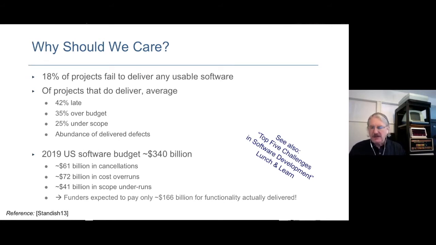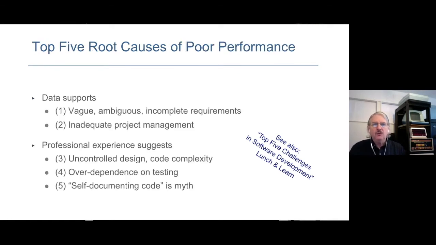So there's more detail on this in the Top 5 Challenges video. And that also goes into much more detail on the top 5 root causes of poor performance. Why is this happening on projects? Now, there's real data that comes from a number of sources. One of them is my running surveys of organizations when I'm doing classes for Construx.